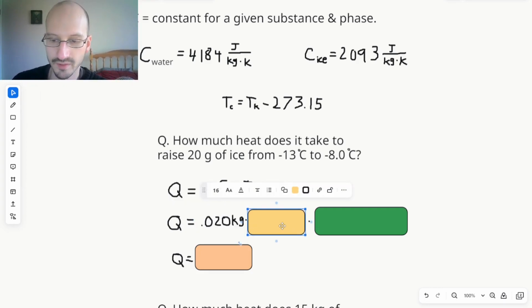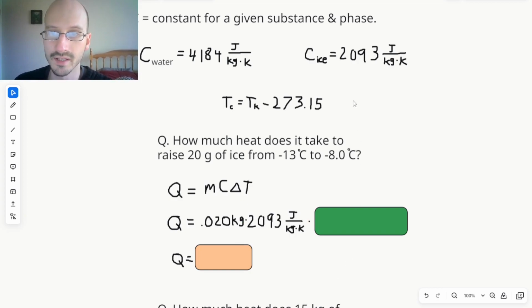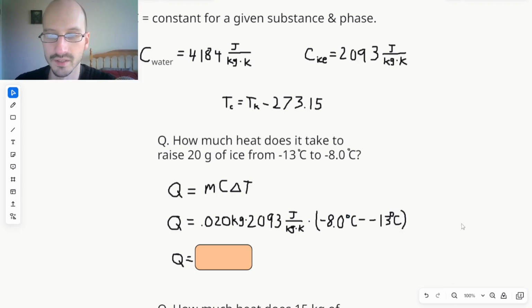That's the mass we're given. That's the specific heat for ice, as you can see right up here. And this is the change in temperature. So it's going between negative temperatures. So it starts at negative 13.